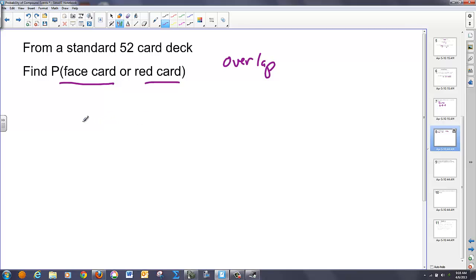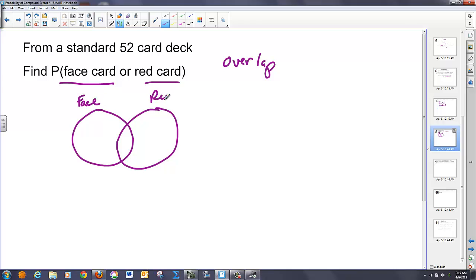So let's do what we call a Venn diagram, and you might have used these anywhere between 6th and 8th grade somewhere. Talking about two things. Talking about face cards, and we're talking about red cards. All right. Now, in this case, we have a situation where there are a total number of 12 face cards. And if there are 12 face cards, we have king, queen, jack, over and over again. So let's do this.